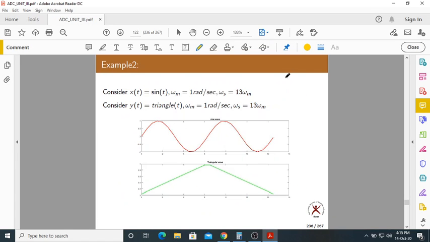Now let me take one more example. I want to transmit 2 signals. One is a sine wave, the other one is a triangular wave, with the frequencies given like that. And this is the sampling frequency omega s, which is 13 times omega m. This is a sine wave, this is a triangular wave. I wish to transmit using the same channel but at different times, or using time division multiplexing.